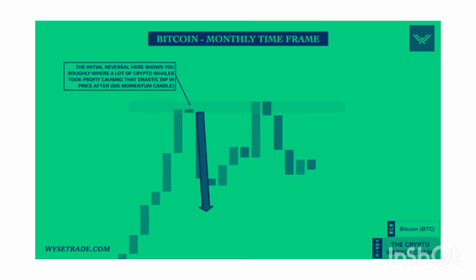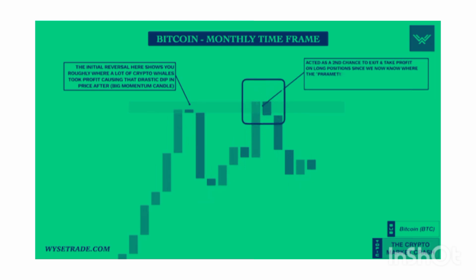So the initial reversal here shows you roughly where a lot of whales initially took profit, causing the drastic dip. Then, this second move back up to the all-time high price acted as a second chance for traders to close long positions, as now they know where the parameters of the playing field are.